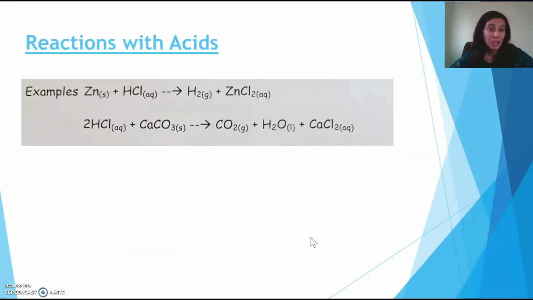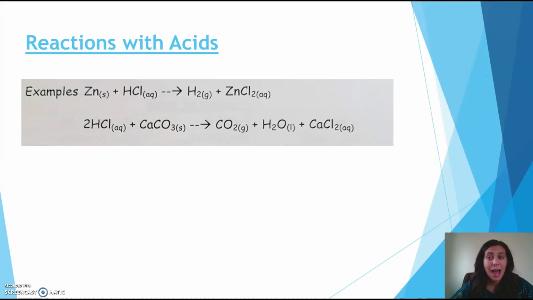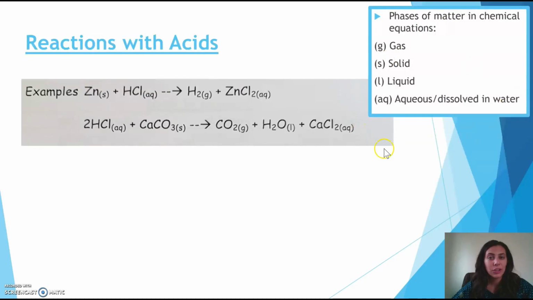Here are some examples of reactions with acids. So the first example, we have a solid zinc, which is a metal, plus hydrochloric acid. That's like our stomach acid. Now, notice the symbols that are subscripted down here. You haven't seen those before, or maybe you have, but you do need to know what each of these little symbols stands for. So here's a little chart to tell you what phase of matter it is. The s represents a solid, aq represents an aqueous solution, which means that it is dissolved in water, and then the g represents a gas, and the l represents a liquid.